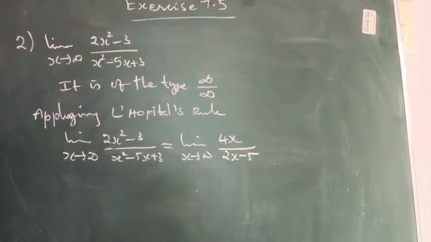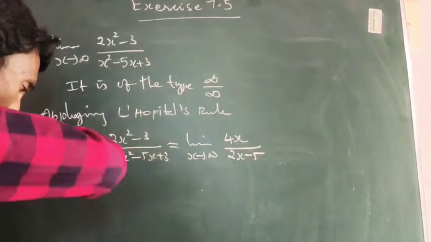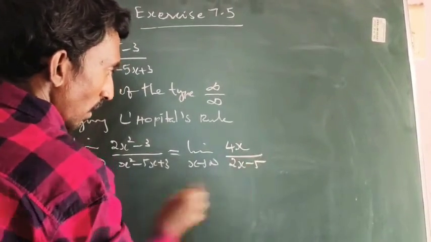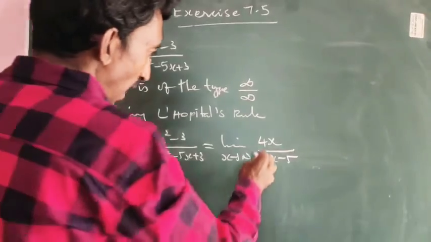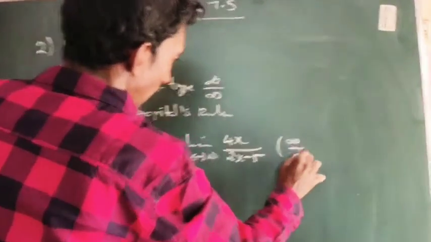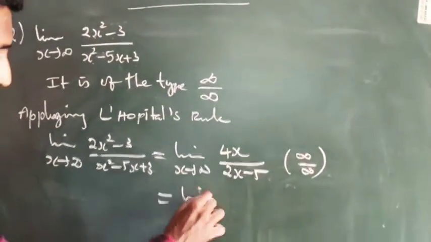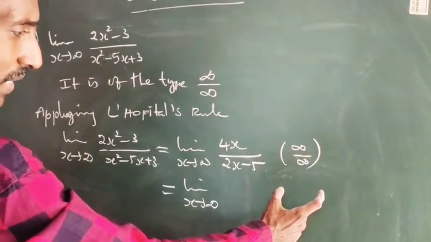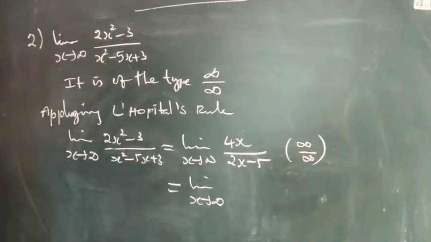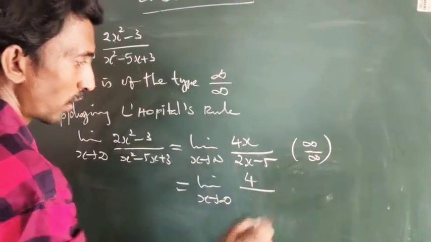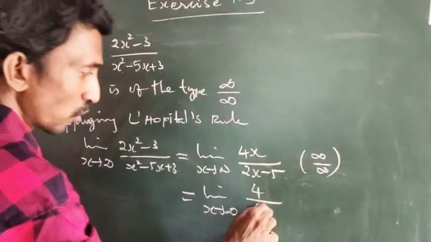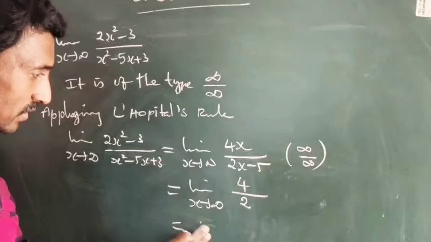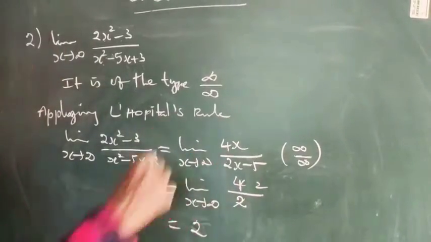Again if we apply the limit, we are getting the type infinity by infinity. So once again differentiate numerator and denominator separately, applying L'Hopital's rule again. Differentiation of 4x is 4 into 1, 4, and here 2 into 1, 2, and the constant gives 0. So 4 by 2, so the answer is 2.